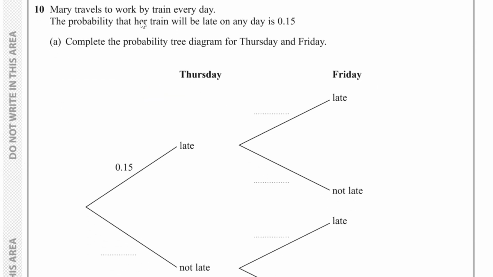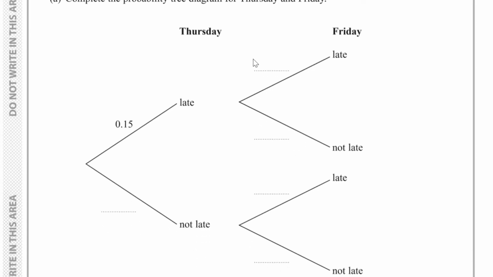Question number 10. Mary travels to work by train every day. The probability that her train will be late on any day is 0.15. And we have to complete the probability tree diagram for Thursday and Friday. Well, the probability that she is not late, that's 0.85. So here we have 0.15, that's when she's late. 0.85, that's when she's not late. 0.15, that's if she's late. 0.85, that's if she's not late.